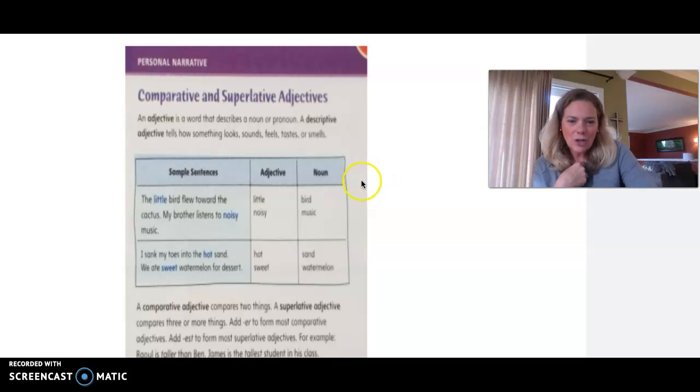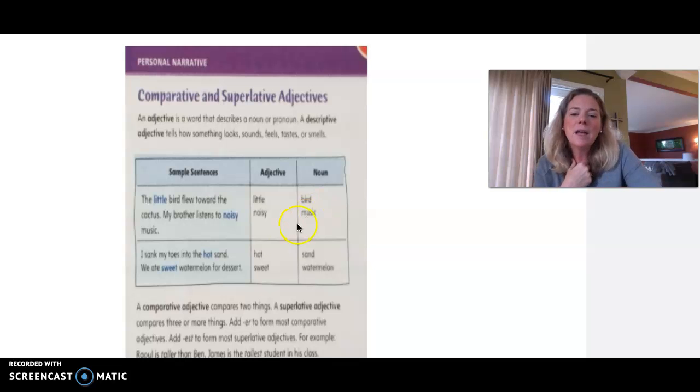And if you take a look at our chart that we have here, we have a couple simple sentences, and they've pointed out the adjective. So they highlighted the adjective in blue, and then they also told you what noun they were really describing. So, the little bird flew toward the cactus. Well, little tells me the size. So there is my adjective, and they wrote it right here in the box for you. But what is little? We're right, the bird. The bird is little, and that's why they put this right here. The noun is bird. So we're talking about the little bird.